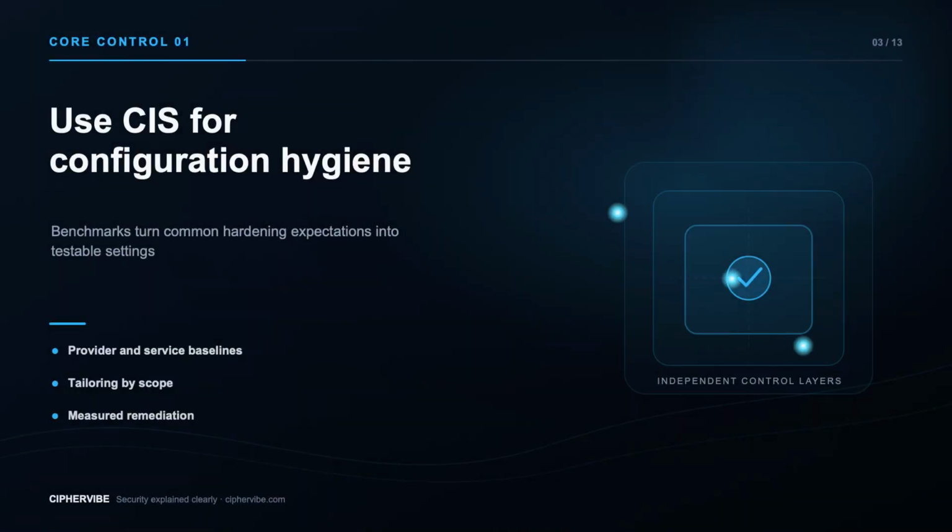The first building block is use CIS for configuration hygiene. CIS benchmarks provide consensus-based configuration recommendations for many cloud and technology platforms. Use them to establish a baseline, tailor settings to your architecture and risk, manage exceptions, and verify remediation rather than blindly applying every recommendation to every workload.